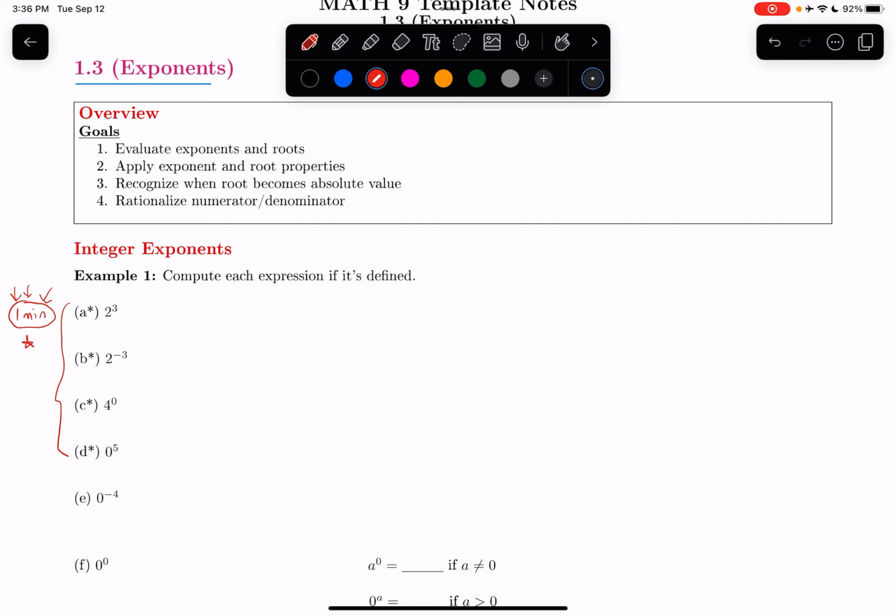Hopefully you did that. These are all pretty quick, so I think we can fly through some of these. 2 to the 3 means I do 2 times 2 times 2, 3 times, and that's 8. For part B, I have a negative exponent. You might recall that I get a fraction with a 1 on the top, and then I bring this thing to the denominator, and the exponent switches sign, so it's 2 to the positive 3. That's going to be 1 over 8, and that's my answer for part B.